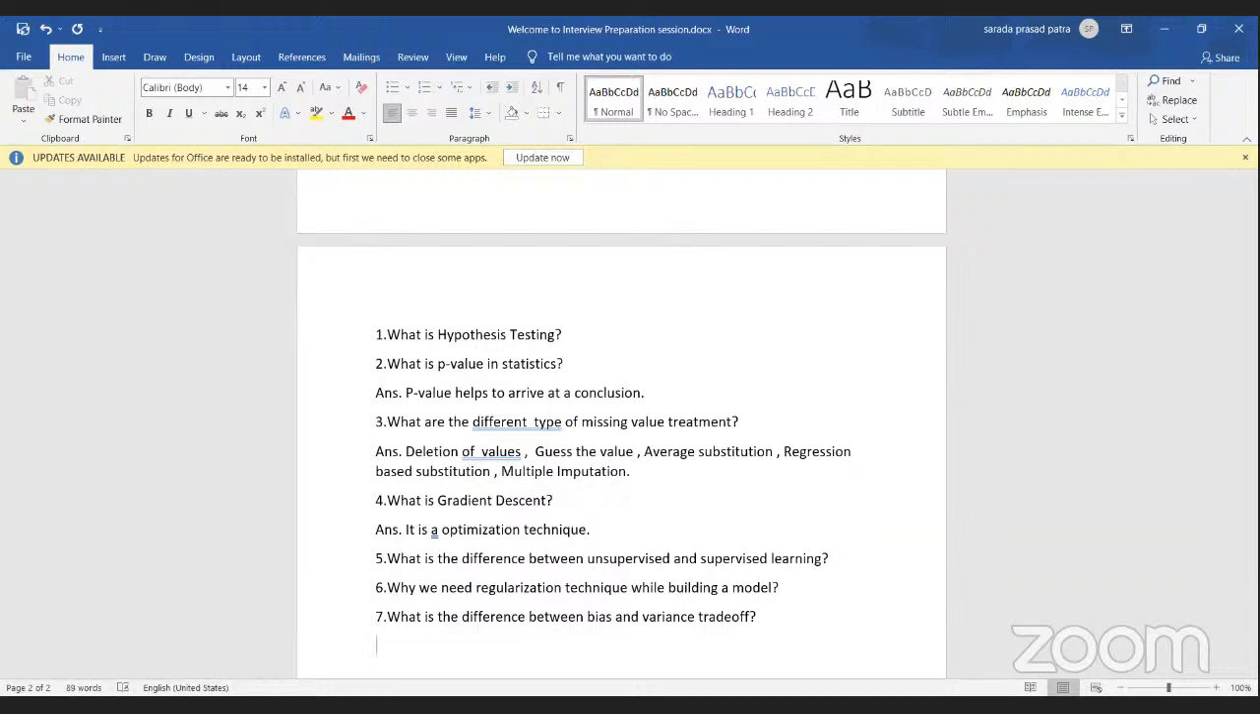Next question. How to solve overfitting?